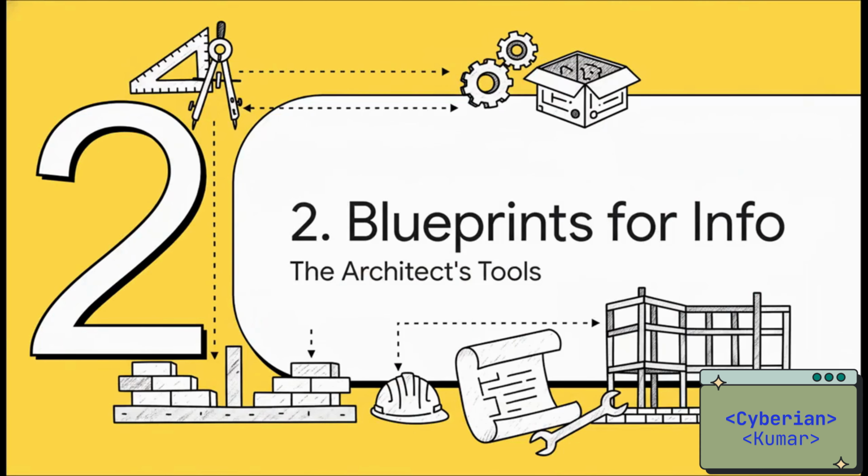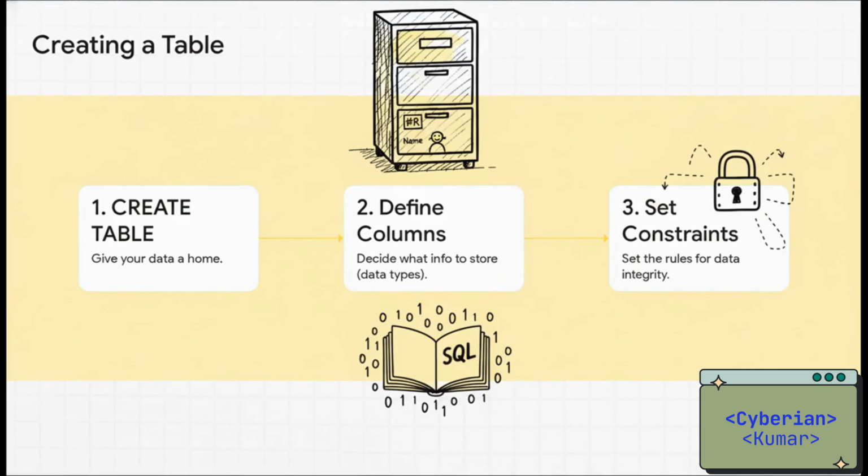Same idea. So let's stick with that architect role for a bit. Before we can do anything with our data, we need to build a place for it to live. And that's where the DDL tools come in. Building a table in SQL is actually super logical. Step 1, create table student. You're basically just giving your new data a home and a name. Let's call it student. Step 2, you decide what kind of information you're going to store. Like we need a number for their roll number and some text for their name. And finally, step 3, you set the ground rules, the constraints, to make sure the data stays organized and clean.